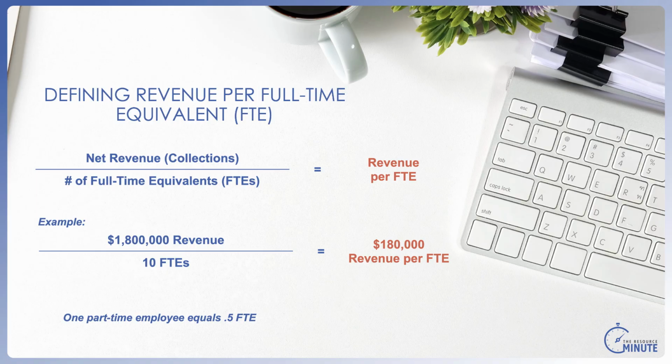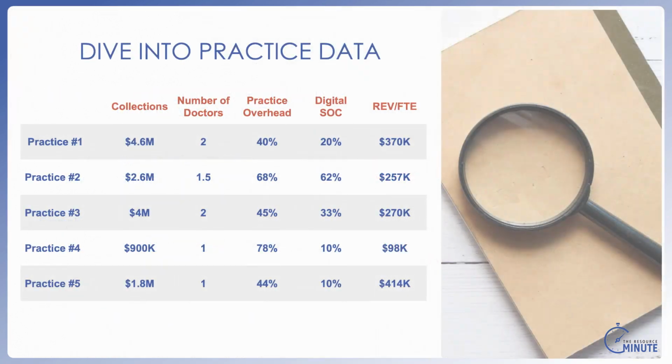As an example, I asked our team to pull the last 5 valuations that left our office, and here's the data on that. You see practice 1 through 5. We show you what they collected in this little chart, the number of doctors they had, their overhead that I want you to pay attention to. You can see a low of 40% to a high of 78%. That's a big, big range.